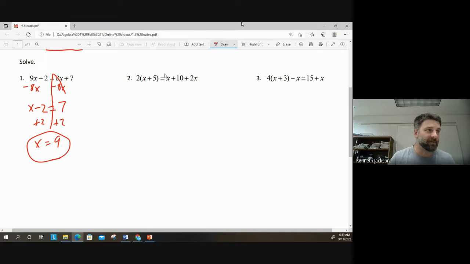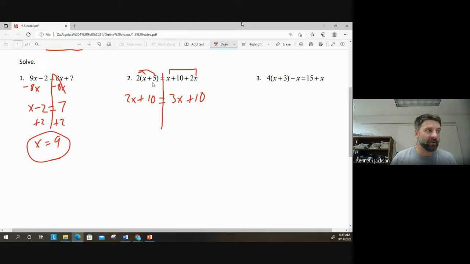So a lot of the steps are the same. It's just now we have variables on both sides. We need to distribute, combine like terms, and then pick on the little guy, find the smaller of the two variables. On number 2, to get rid of the parentheses, I distribute. That would be 2x plus 10. And at the same time, on the right-hand side of the equation, I have like terms. So I can combine those. x plus 2x is 3x plus 10.